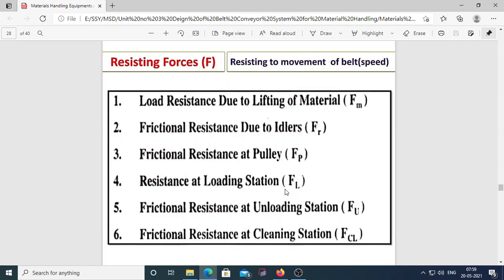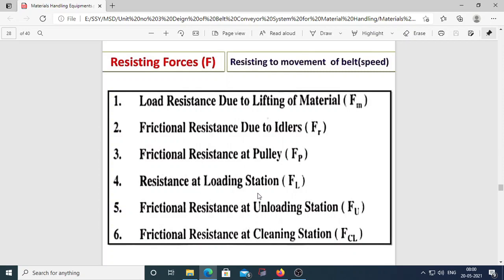First, there is a load resistance due to the lifting of material. This is denoted by F suffix M. Second is the frictional resistance due to the idler. We are using the idler, and we want to calculate the frictional resistance. It is denoted by FR. Then the frictional resistance at the pulley. We are using different types of pulley, such as the snub pulley. We want to find out the frictional resistance at the pulley. Remember that it is denoted by FP.